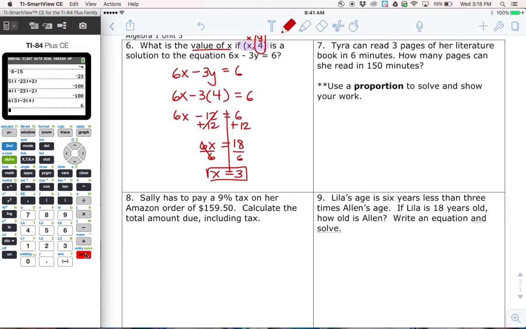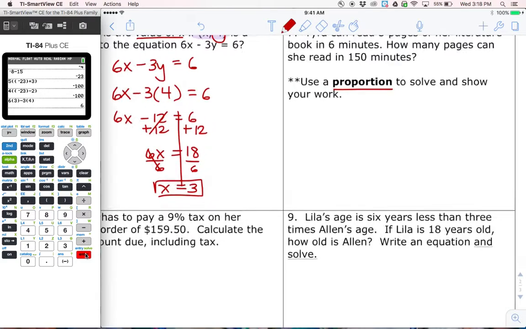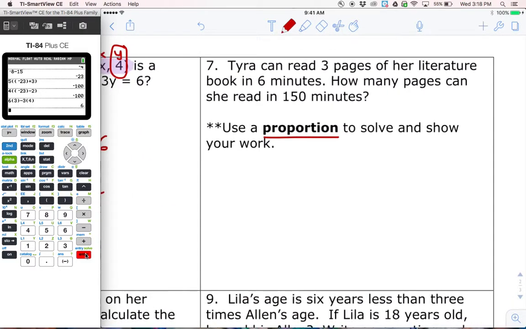All right, problem 7. Tyra can read 3 pages of her literature book in 6 minutes. How many pages can she read in 150 minutes? Well, it tells us to use a proportion. And we know that if we're using a proportion, we just need to stay consistent in how we set these up. So I'm going to say pages compared to minutes. And that's how I'm going to set up my proportion.